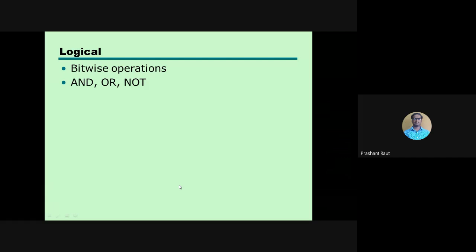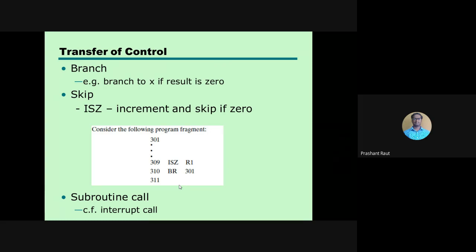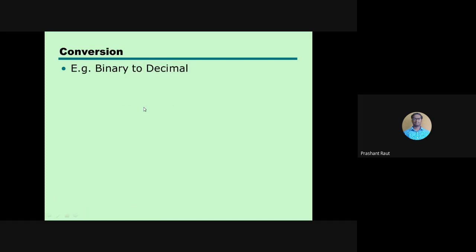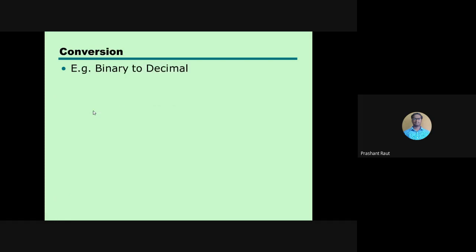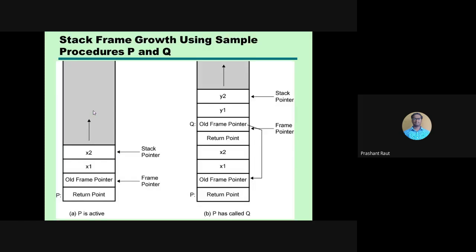Next, logical operations are bitwise operations: and, or, not. Transfer of control, these are the branch instructions and skip instructions. An example is branch to X if result is 0. ISZ means increment and skip if 0. So this is the abbreviation ISZ. These are under transfer of control, so we have different types of operations. Then again conversion operations, such as binary to decimal.